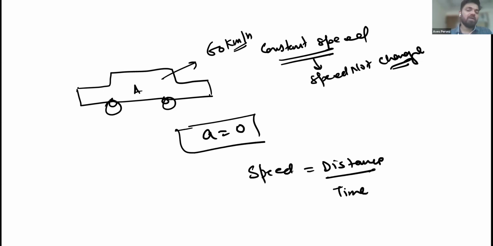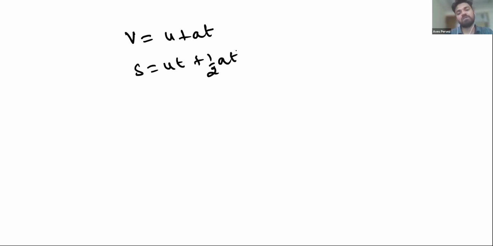Now, if the speed is changing constantly with time, then this formula, that is speed or velocity equals distance upon time, does not work. If a is 0, then it will give you v is equal to s upon t. But if a is not 0, then we have different formulas. We have v is equal to u plus at. S is equal to ut plus half at square, where s is displacement, and v square is equal to u square plus 2as.